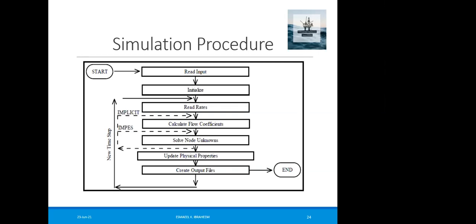I don't want to go into details of these methods because it takes a lot of time. And then it goes again. If the program finds that some other nodes are unknown, it calculates them and comes back again to calculate the flow coefficient, and continues until it finds all the unknown nodes. Then it comes to create the output files.